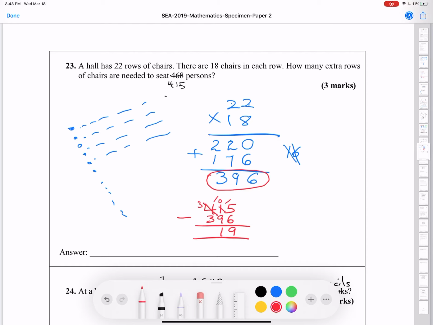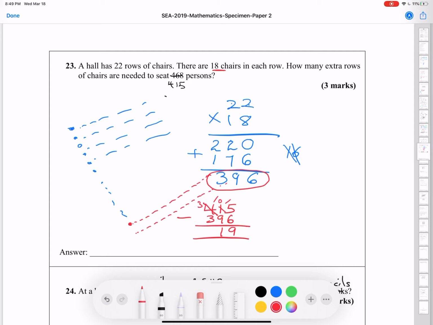The hall has 22 rows. How many in a row? 18 in a row. So if you need 19 more chairs, well, actually 19 more persons need to be seated. Right? That will be the 23rd row of 18. And what do you do with the other person? Do you squeeze that person, that extra chair in the row? That's not what they expect you to do. They want you to create another row.